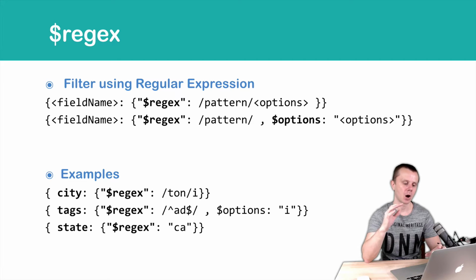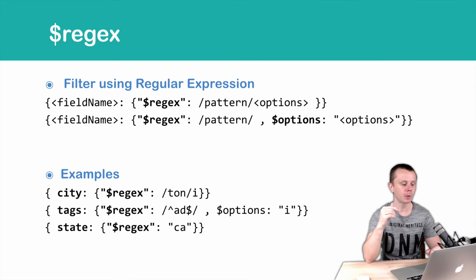Second example, regex, then ad, and options i. In this case, options are placed in a separate operator. And in the regex, we're looking for ad, but results must start with an a and end with a d. It means that we are looking for exactly ad value, but case insensitive.